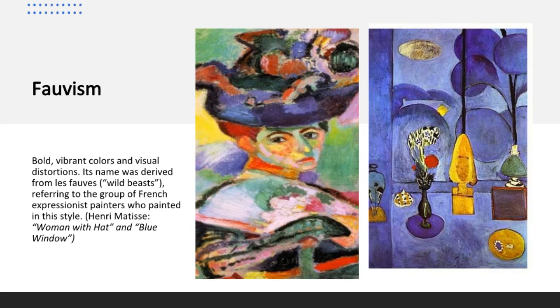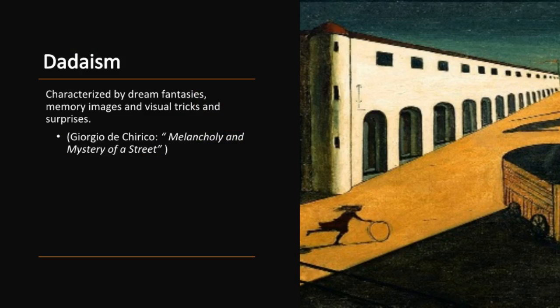Henri Matisse. Woman with Hat, and Blue Window. Dadaism. Characterized by dream fantasies, memory images and visual tricks and surprises. Giorgio de Chirico. Melancholy and Mystery of a Street.